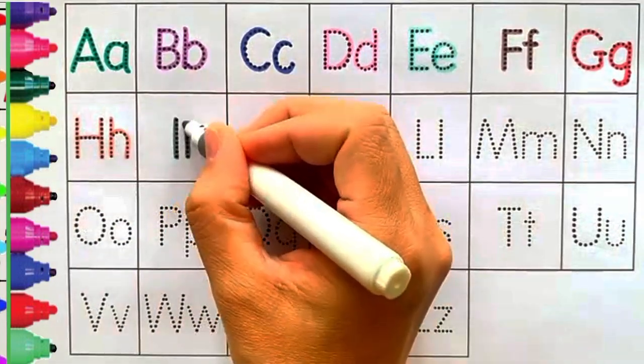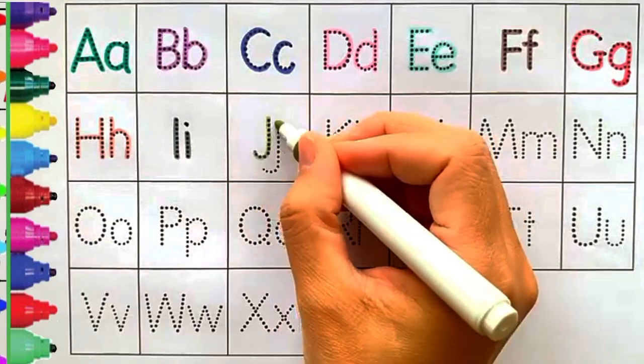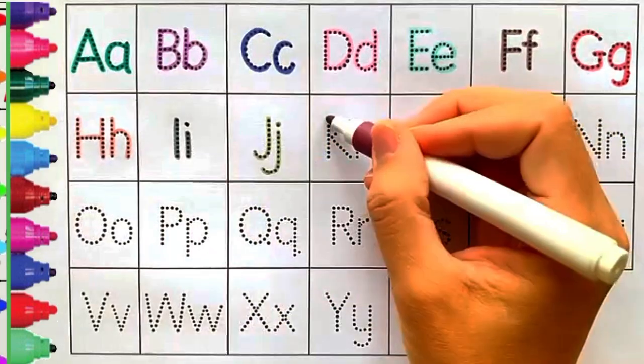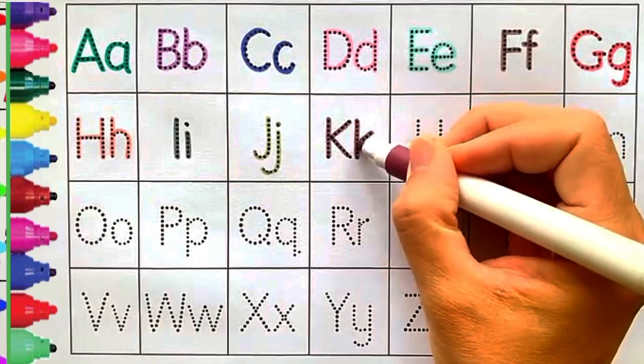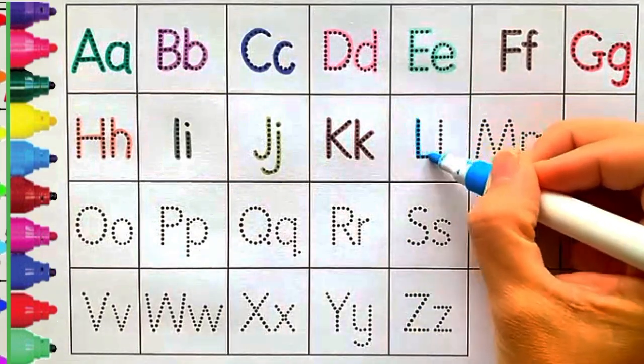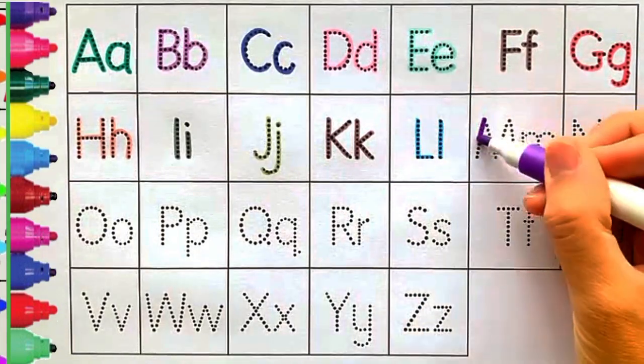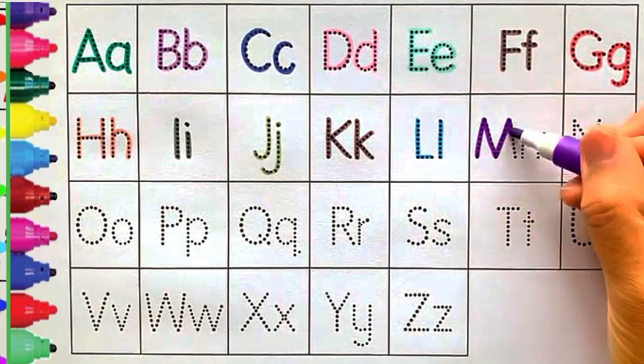I for ice cream. I for iguana. J. J for juice. J for jug. K. K for kite. K for kangaroo. L. L for lion. L for lemon. M. M for monkey.